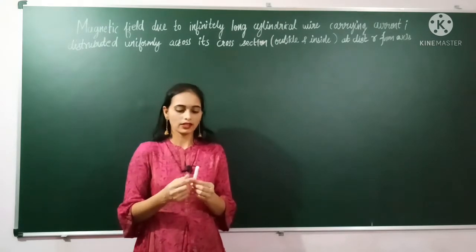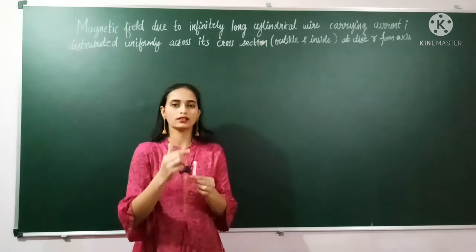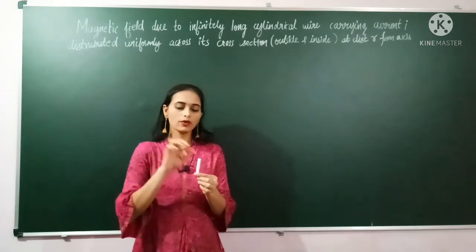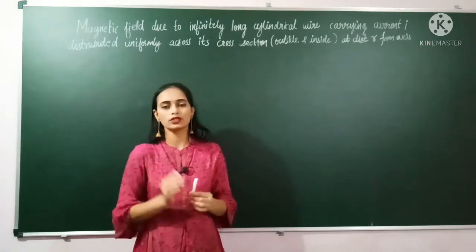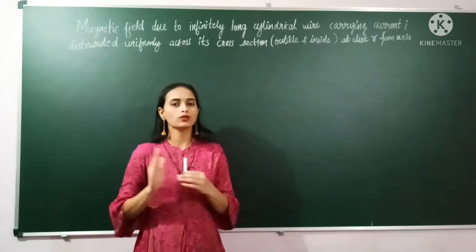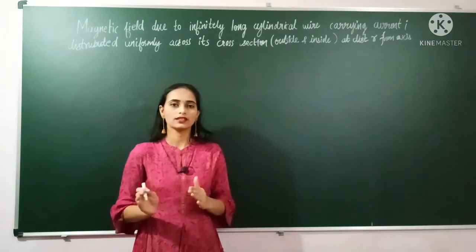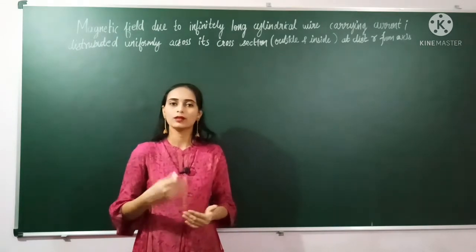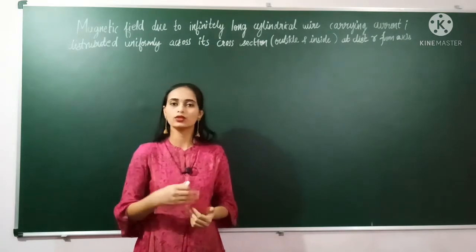Next, if the current is flowing in this solid conductor, what we'll do is consider one point inside the cylinder and one point outside the cylinder. Point P we will take inside and point Q we will take outside. In both cases we will find out what the magnetic field will be, and how that magnetic field changes, we will also study through the graph.